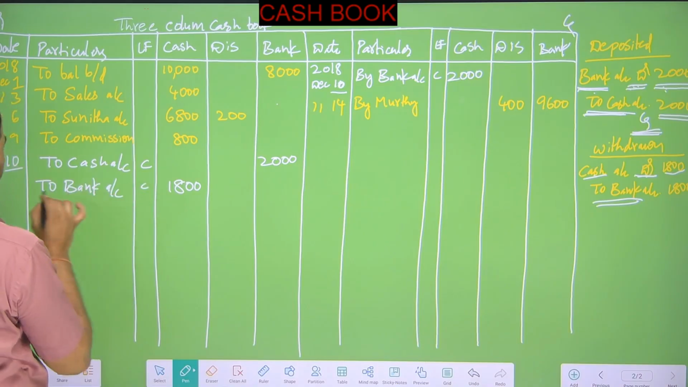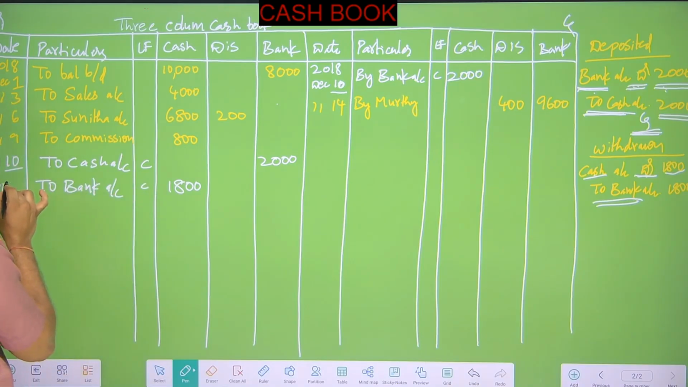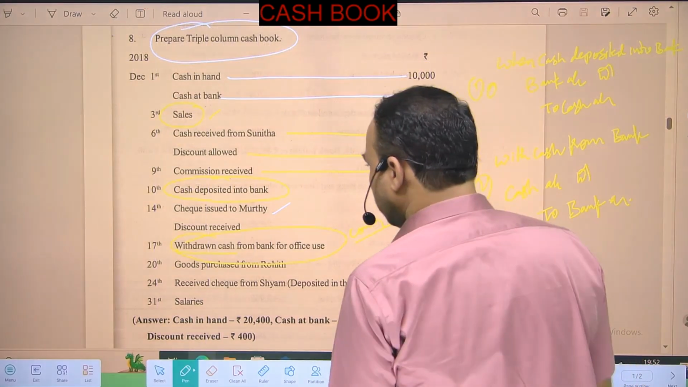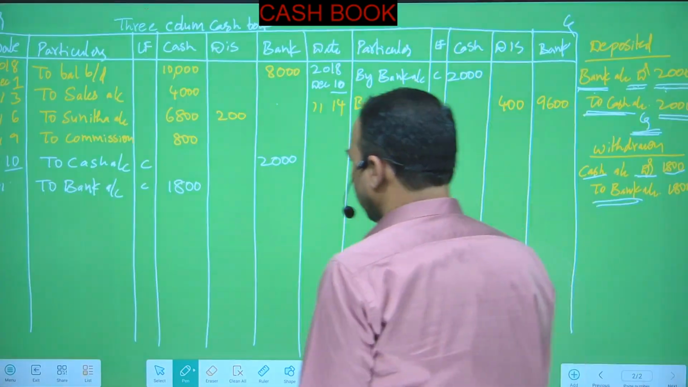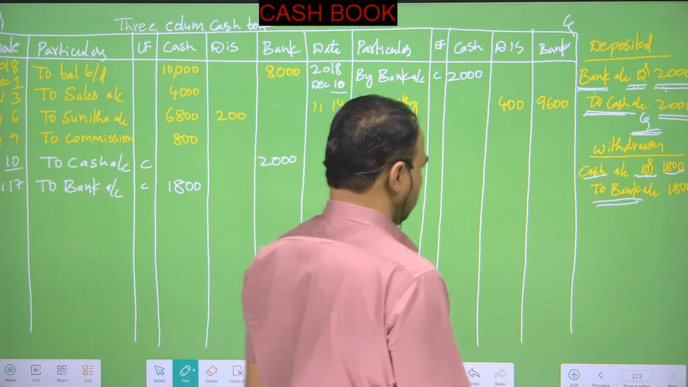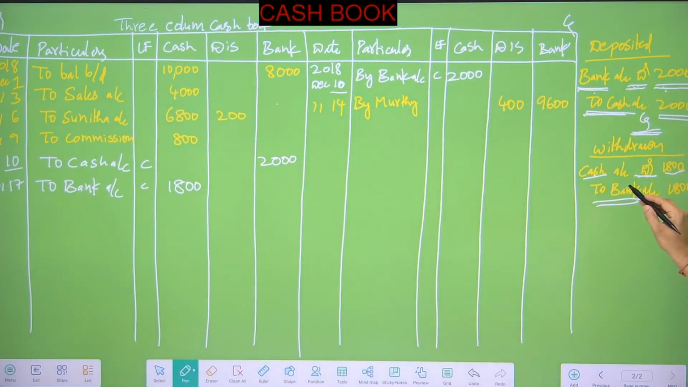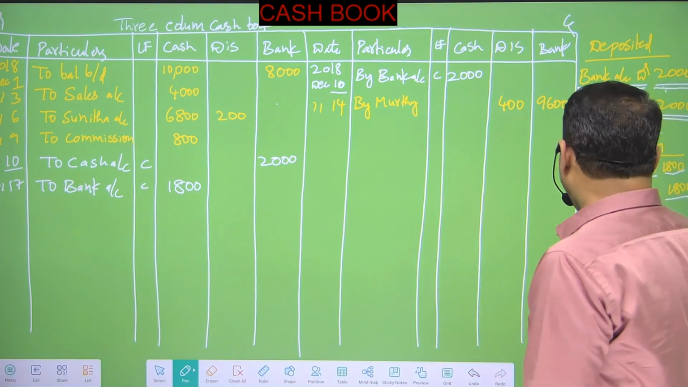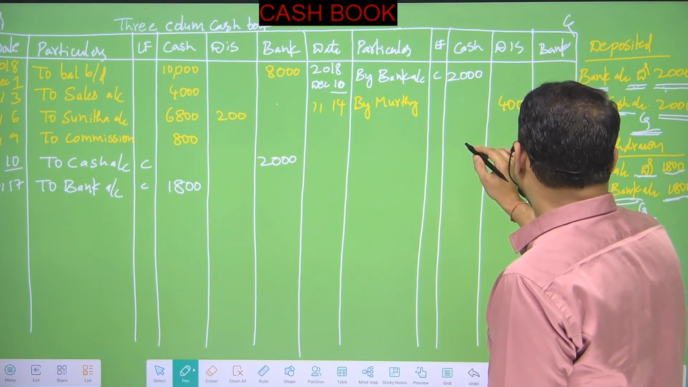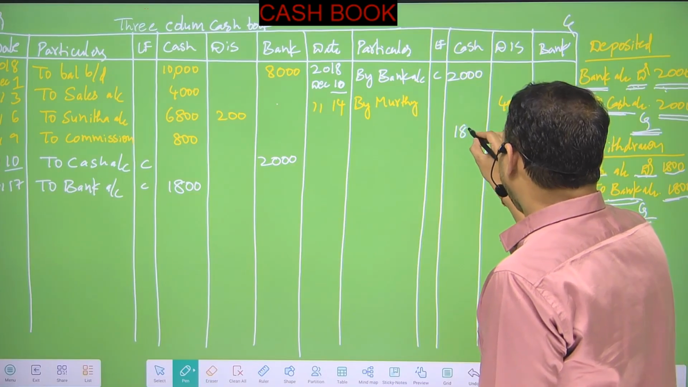In the LF column you can write C. What is the date, beta? Whatever date is given in the question, that date we have to write. I think 17. Yes, 17. So write down the 17th date here. Next, cash is on the debit side. That means bank is on which side? Credit side. So write in the bank column, credit side, 1800. This is the bank column, this is the credit side. So I have written 1800 here.